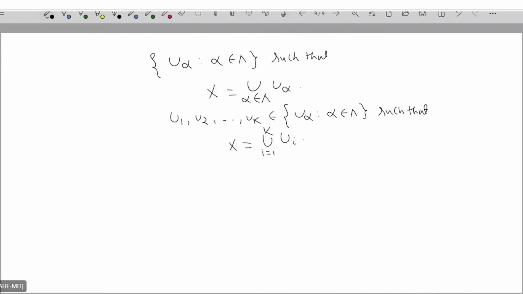It's actually similar to the idea of compact sets in the real line. Just instead of the real line, we are considering open sets of an arbitrary topological space. Okay. Next definition.